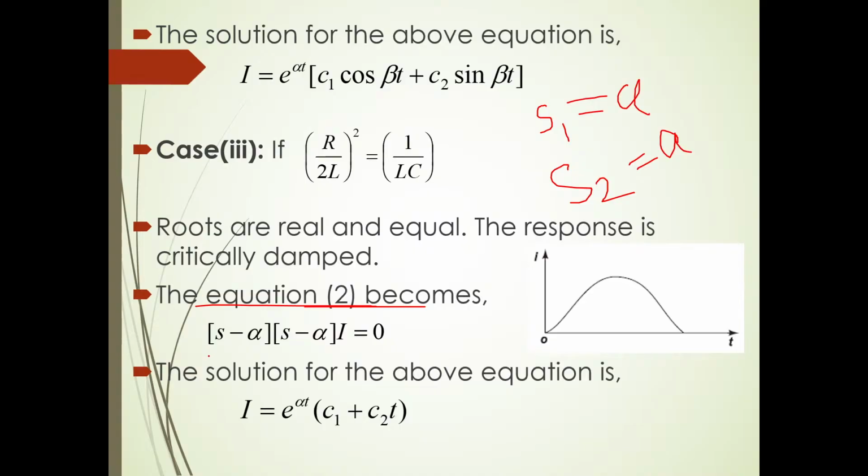So that's why the equation will become (S minus alpha) into (S minus alpha) into I equal to 0.